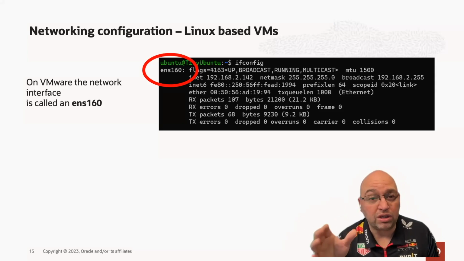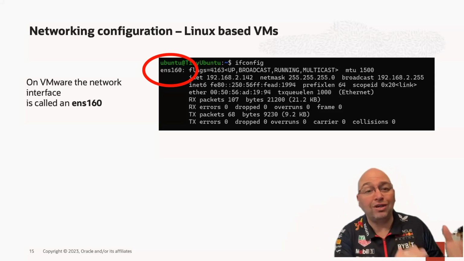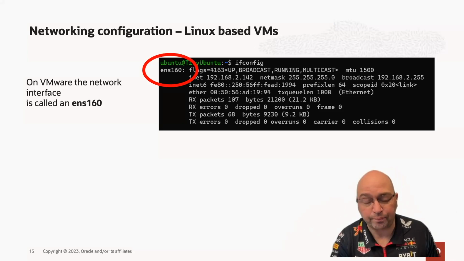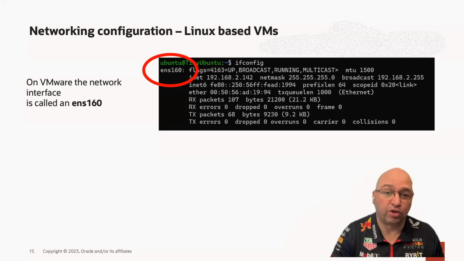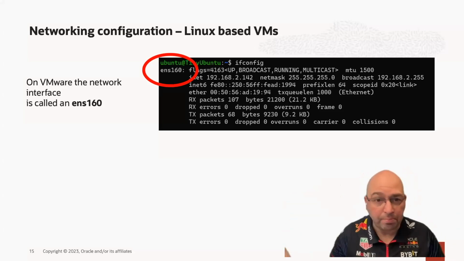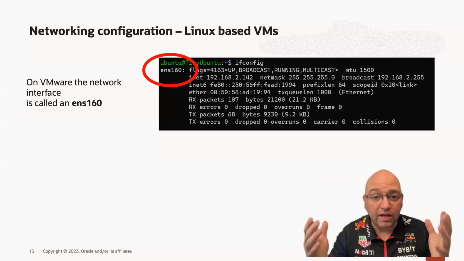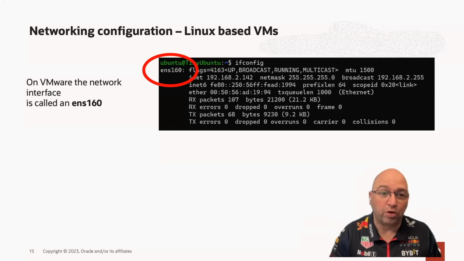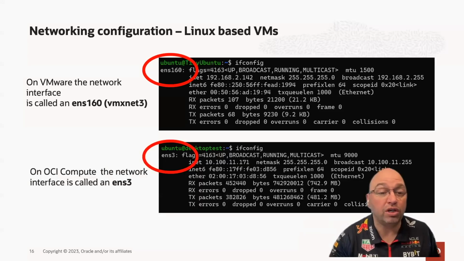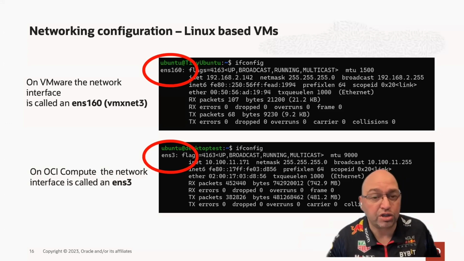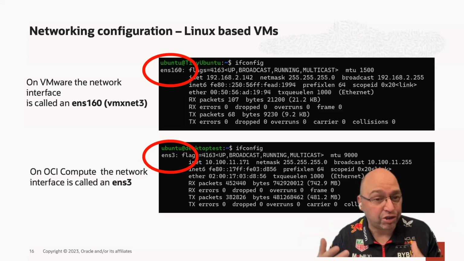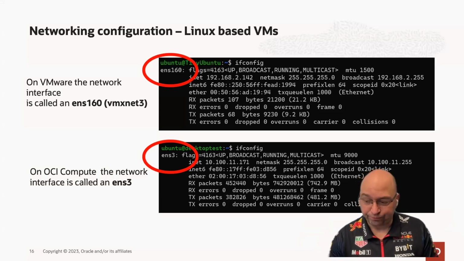And ENS160 is actually the VMXNET3 driver that VMware presents to a virtual machine as its network card driver. So if I take this virtual machine and power it on in OCI, it will power on perfectly fine, and it will have a network configuration for an ENS160 driver. But that hardware is not present in OCI because in OCI, it's a different virtualization stack, so we will be presenting the virtual machine with an ENS3 driver.